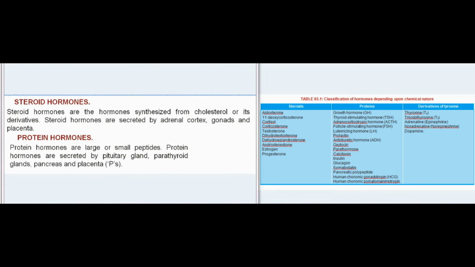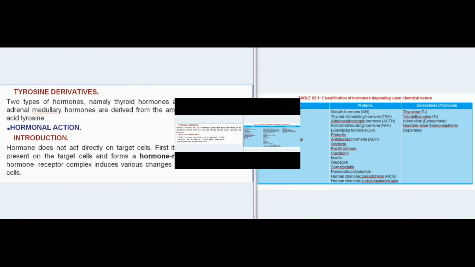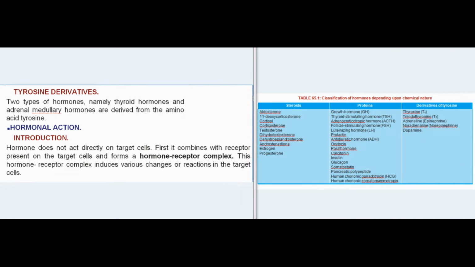Steroid hormones. Steroid hormones are the hormones synthesized from cholesterol or its derivatives. Steroid hormones are secreted by adrenal cortex, gonads, and placenta. Protein hormones. Protein hormones are large or small peptides. Protein hormones are secreted by pituitary gland, parathyroid glands, pancreas and placenta. Tyrosine derivatives. Two types of hormones, namely thyroid hormones and adrenal medullary hormones, are derived from the amino acid tyrosine.